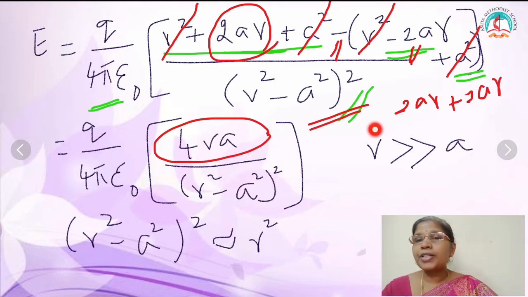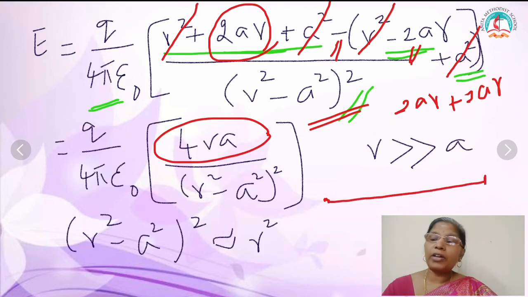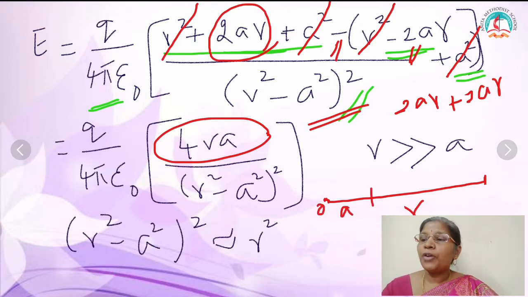When I compare to the distance r, a is very small. What is r? It is the distance from the center of the dipole to the point you select on the axial line. But what is a? a is the distance from the center of the dipole to the positive or the negative charge.